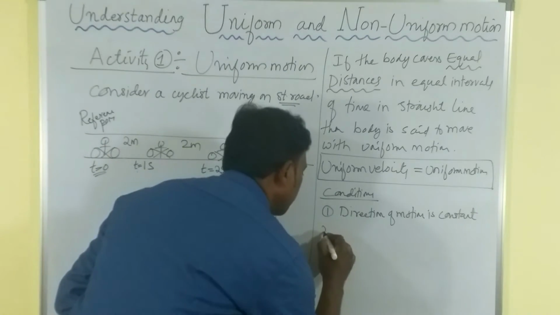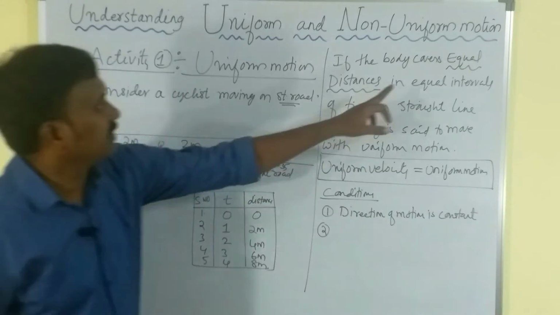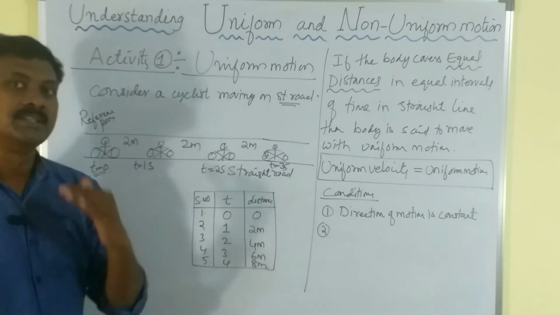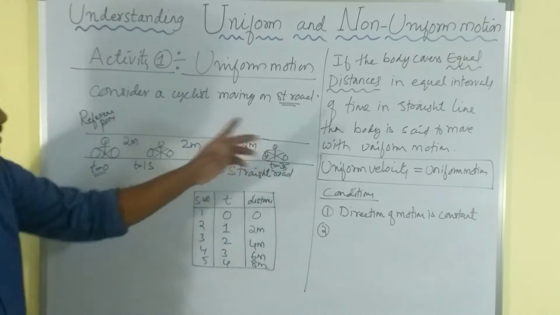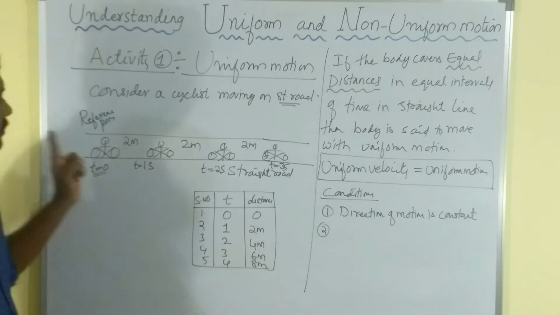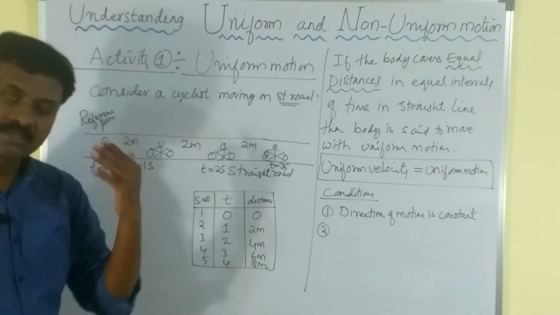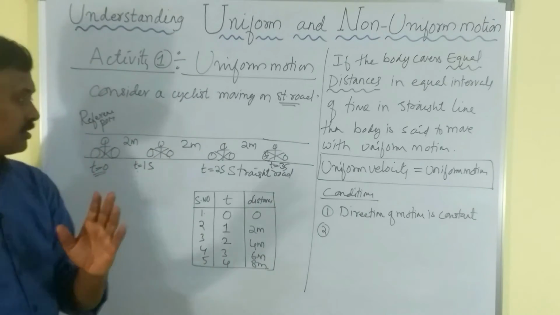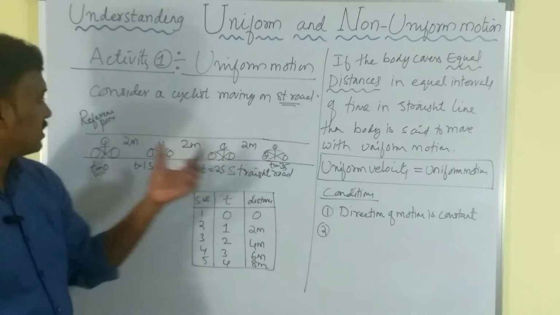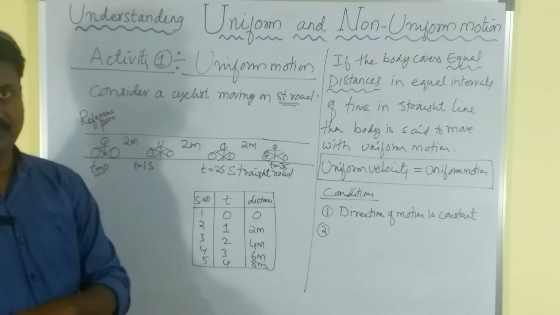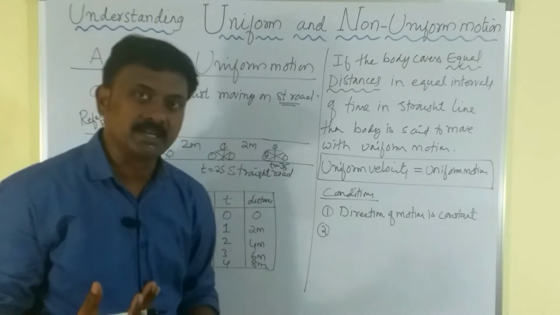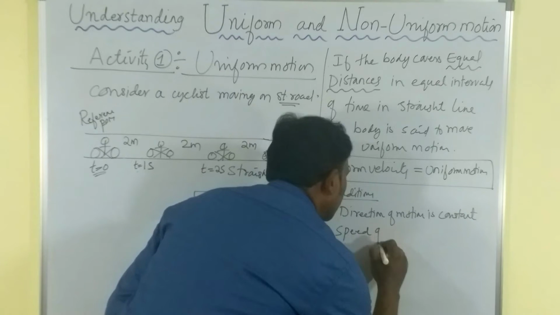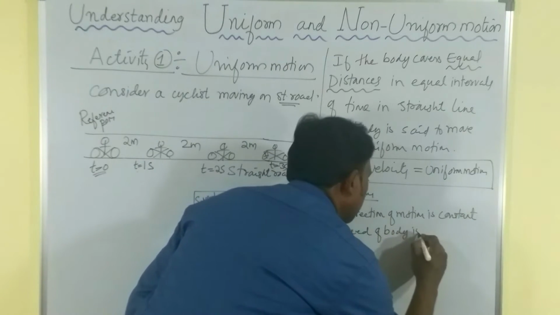The second is that it is covering equal distances in equal intervals of time. So what it means is that the speed is constant. Always remember, whenever the body travels on a straight road, it has the same speed and same velocity. The speed and velocity will be the same whenever the body travels in a straight line, covering equal distances in equal intervals of time. So the second condition is that the speed of the body is constant.